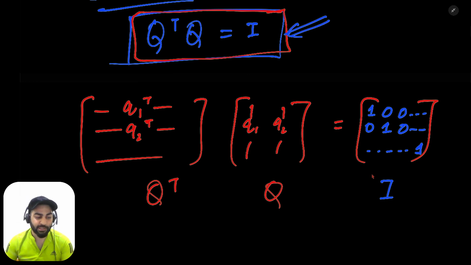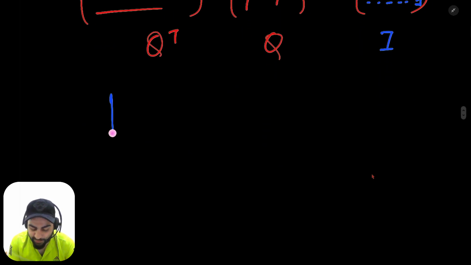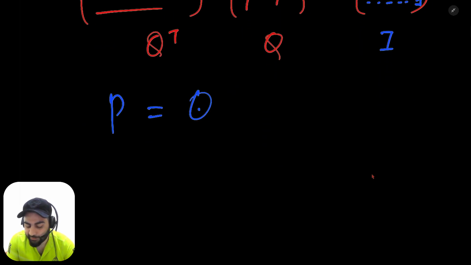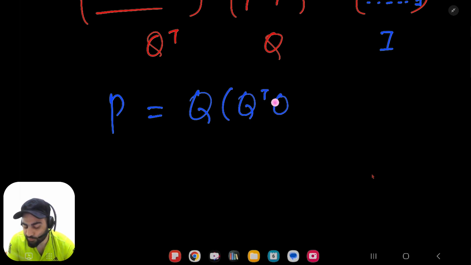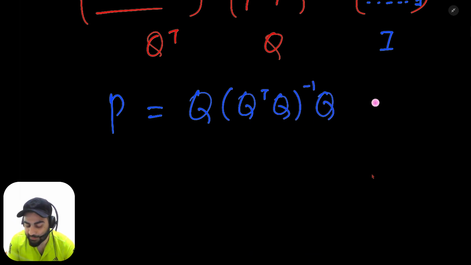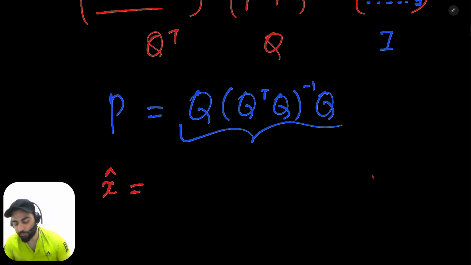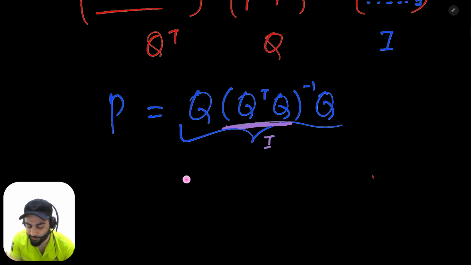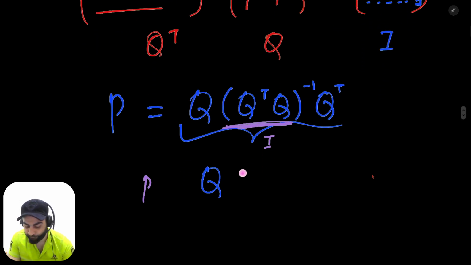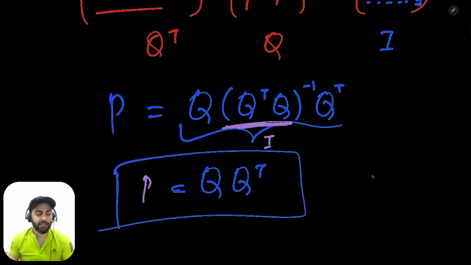Okay, now coming to the projections. What is so special about this? In the projection matrix we have Q (Q transpose Q) whole inverse Q transpose and then some b. This is our projection matrix. And then if you want to find that x hat, we perform the dot product. If you now see that this Q transpose Q is identity, this projection now becomes Q Q transpose. This is the projection. Really simple.